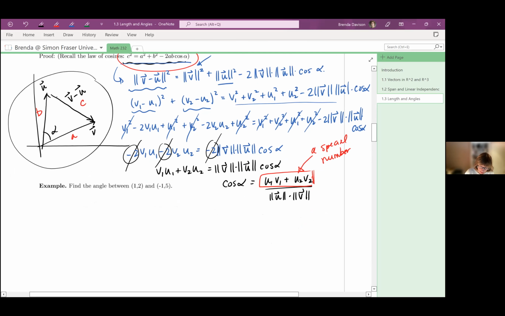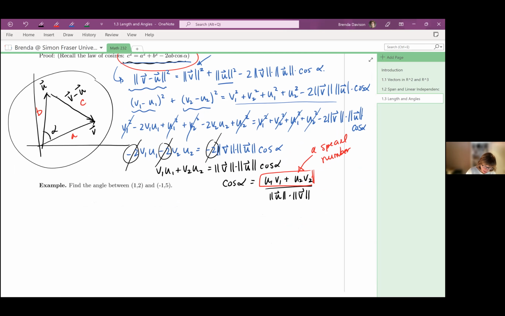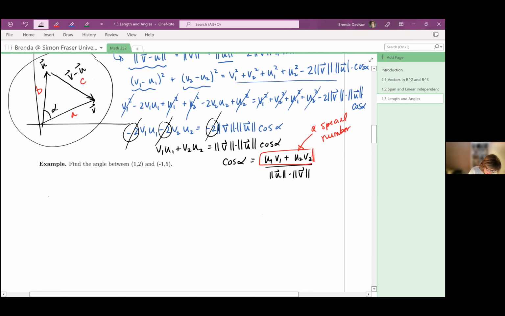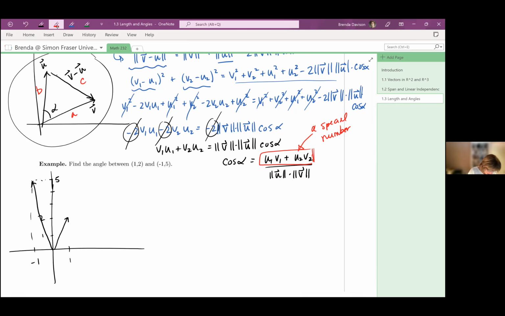First, before we identify what that is, we are going to have an example, finding the angle between two vectors. Let's just draw them out. Where are we at here? 1, 2. So we're here at 1, 2. There's a vector right there. And we're at -1, 5. So we're here at -1, and then 1, 2, 3, 4, 5. So we're here at 5, and we got our second vector here. Okay, so what we're going to do is try to find the angle right here, alpha.